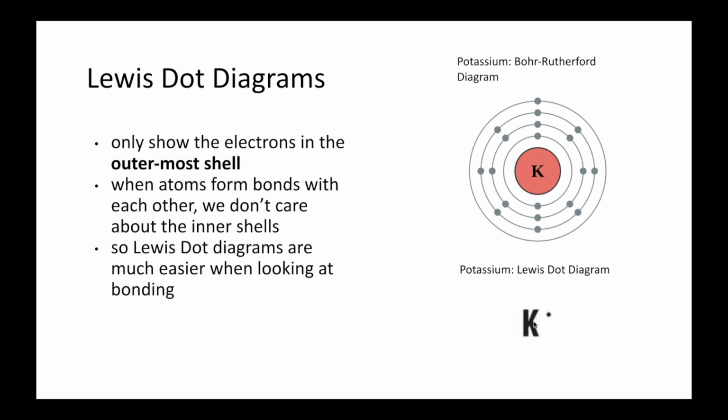And so what does this mean? Well, first of all, K is just the symbol of potassium, and then there's one dot. All that means is there's only one electron in the outer shell of potassium, and it's not showing the electrons from the first, second, and third shells because they don't matter in terms of bonding. All that matters is how many electrons are in the outer shell, so we just draw one dot, and that's so much easier.